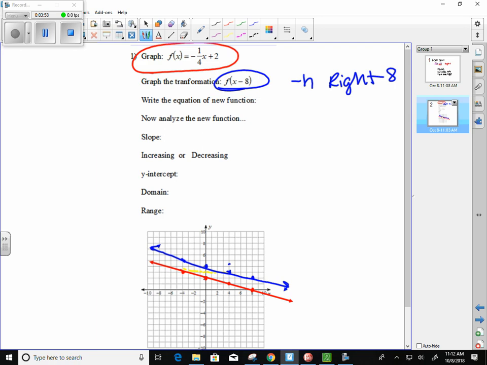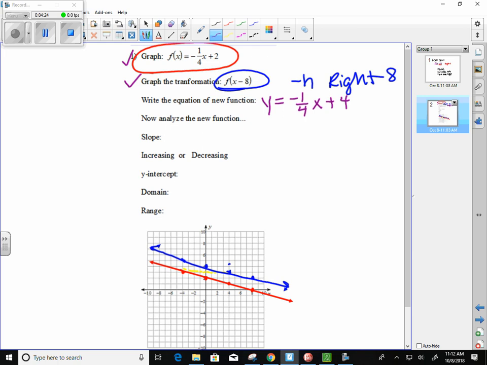And so from here, I've got to write the equation of the new line. That's what it asked me to do next. So I graphed the original, I graphed the transformation. Now I write the equation of the new function. Well, the new function, remember, will have the same slope. So y equals negative 1/4 x. And then my new y-intercept is 1, 2, 3, 4. Positive 4. So y equals negative 1/4 x plus 4.